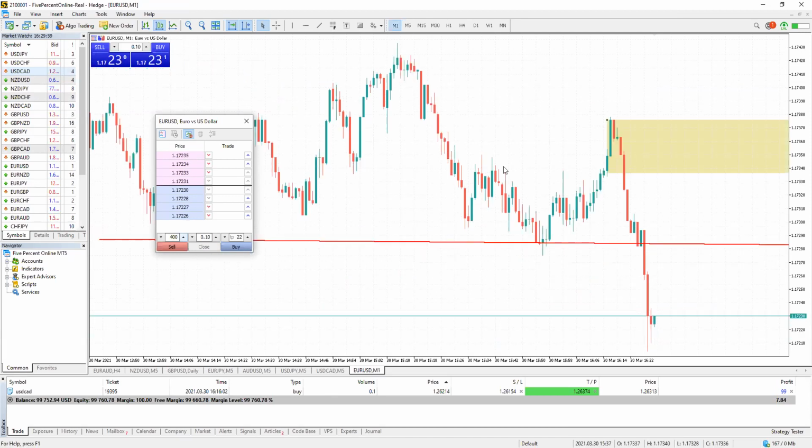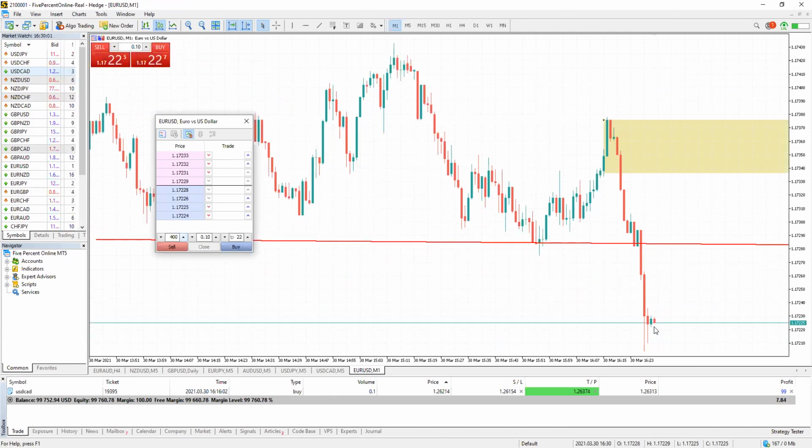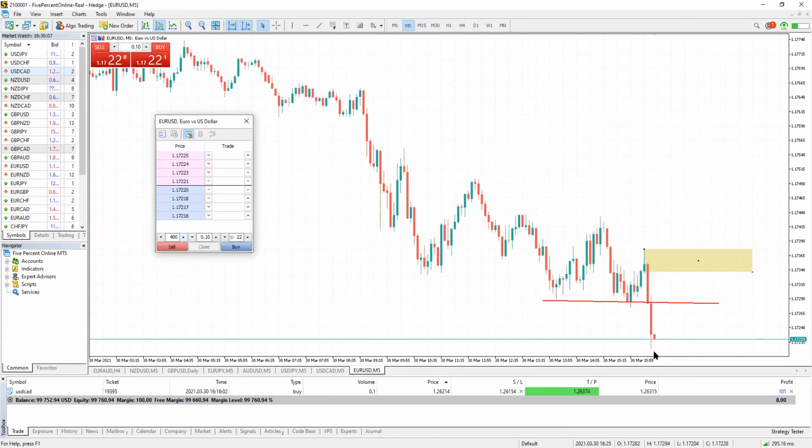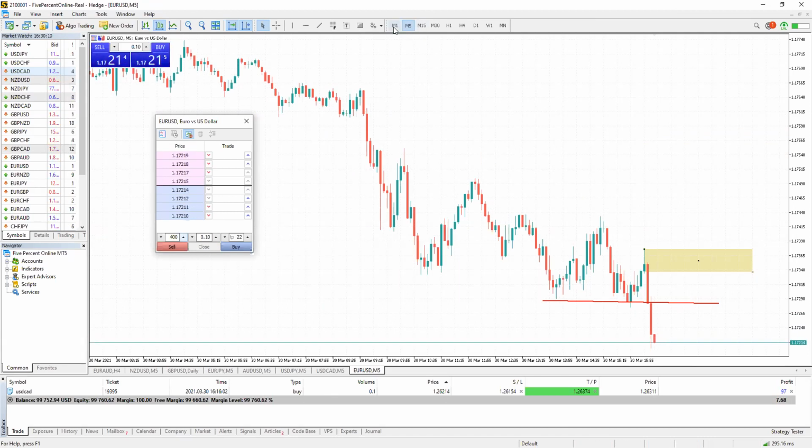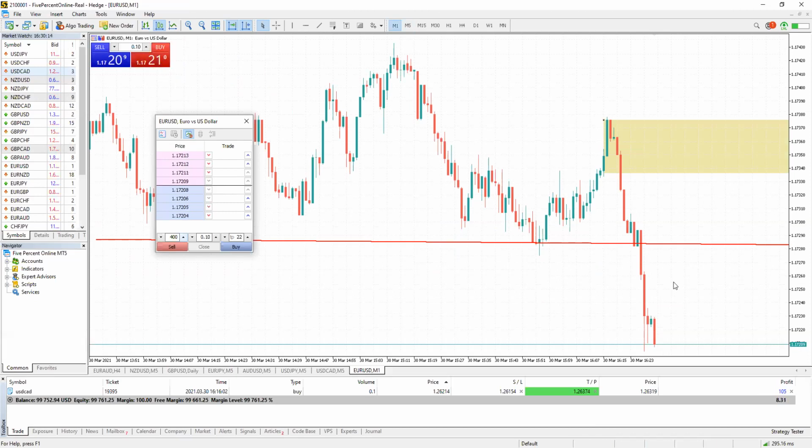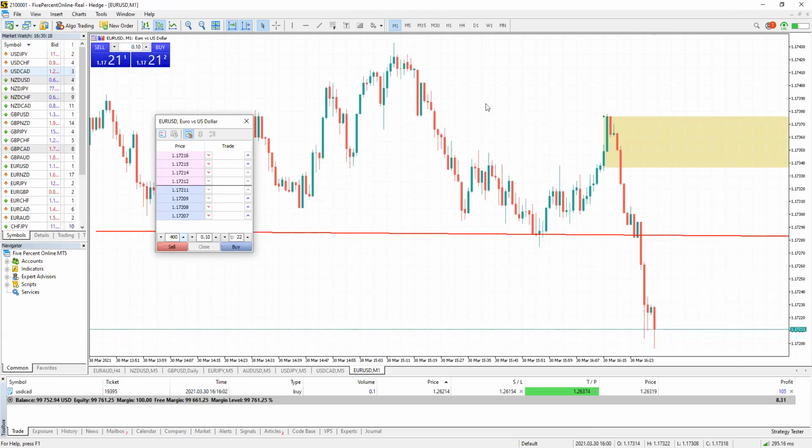Okay, now let's go here. And now I like going to, if I see the break on a 5-minute chart, I might go to the 1-minute chart and wait for retracements here on a 1-minute chart, and then I'll start to sell more and more and more.